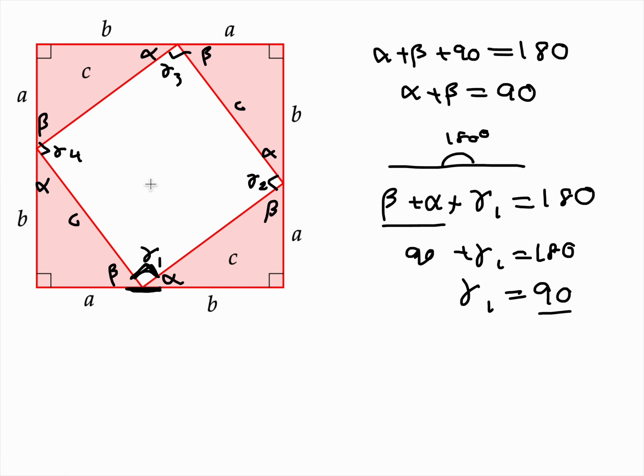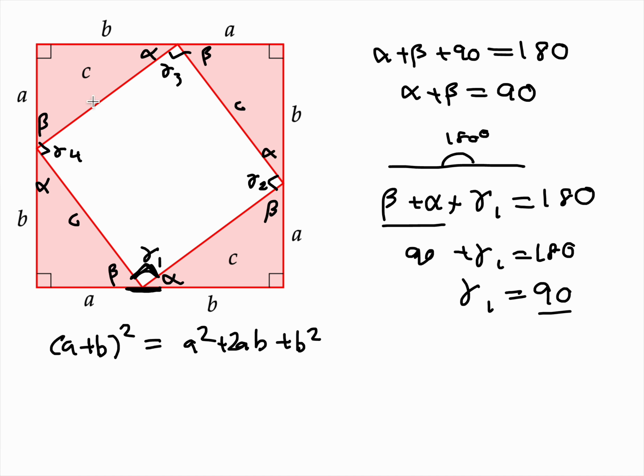So using that, we're going to prove the Pythagorean theorem by counting the area of this larger red square. So the area of this larger red square, just looking at the side length, is a plus b squared. And I'm going to expand this, so this is a squared plus 2ab plus b squared.